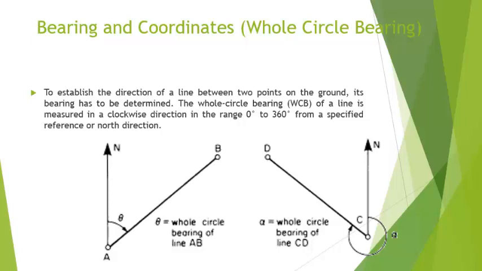Whereas the bearing from point C to point D shows an almost full clockwise rotation, where it falls on the fourth quadrant. Thus the value is more than 270 degrees. The value will lie between 270 to 360 degrees.